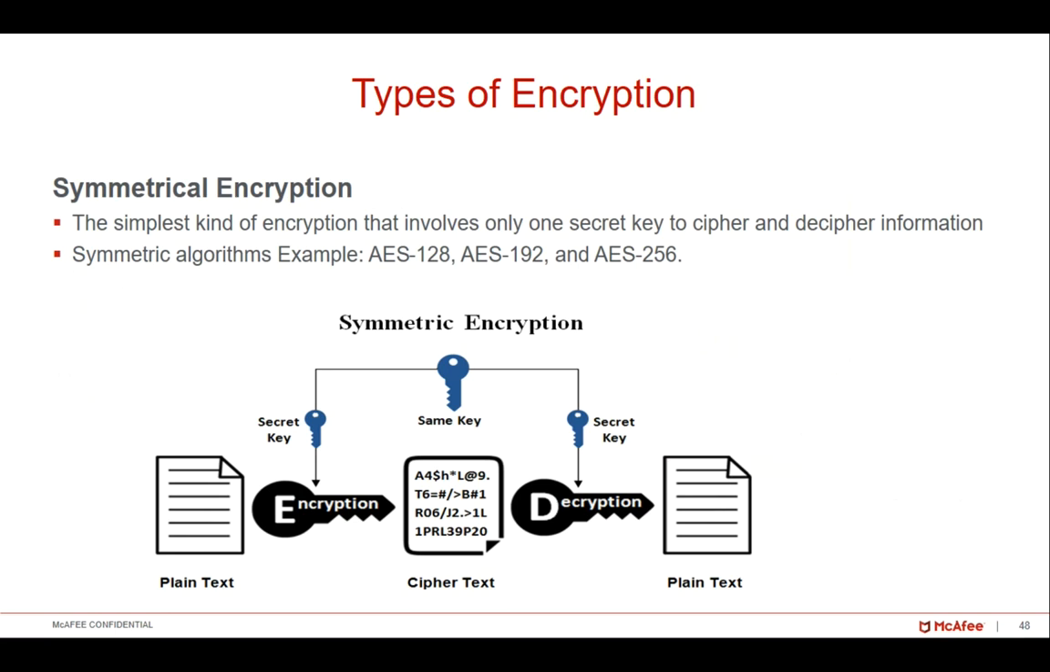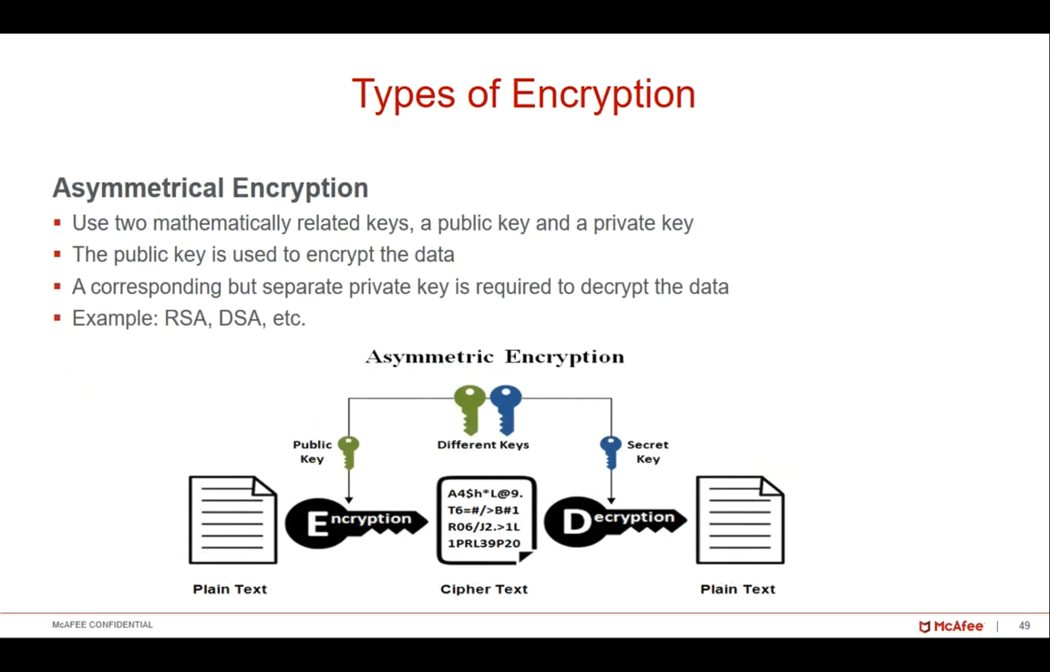A simple example could be if you zip a file with some password and you tell the same password to someone else, so that password becomes the single key, correct? Examples of symmetric algorithms are AES 128, AES 192, AES 256. These are some of the examples. We will see another type of encryption next.